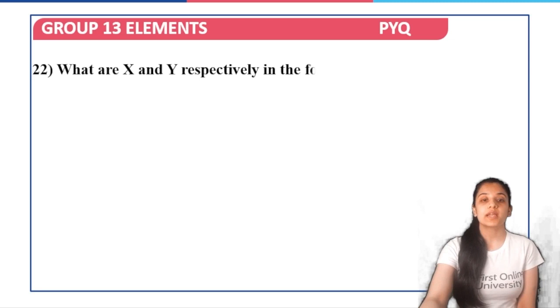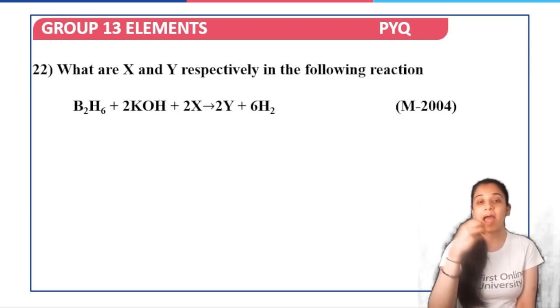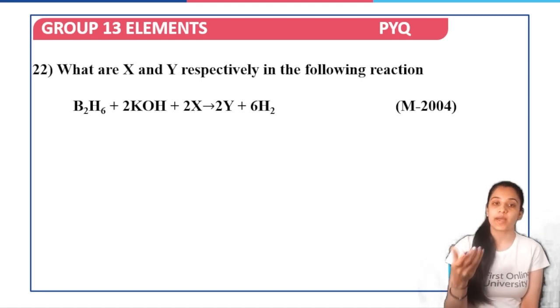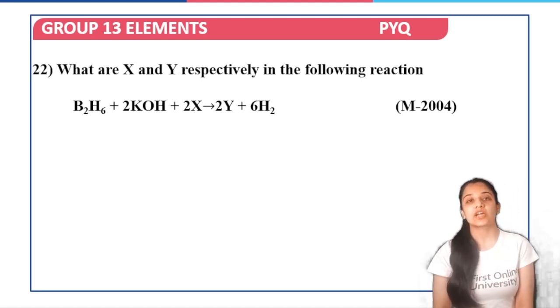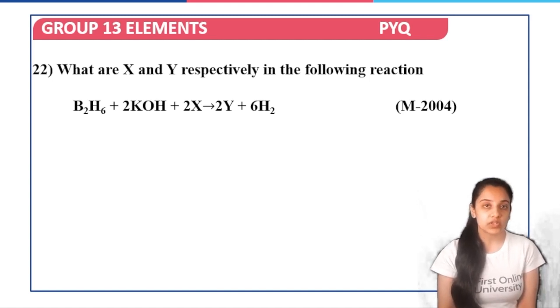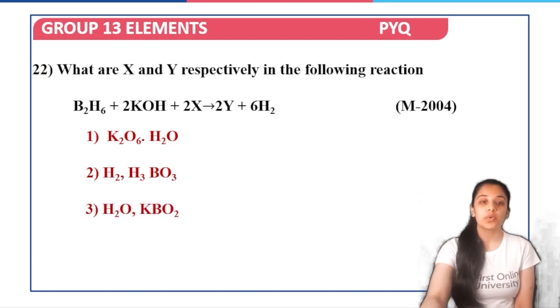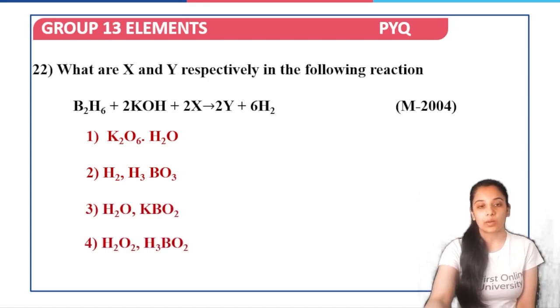Next question is, what are X and Y respectively in the following reaction? B2H6 with KOH and 2X is going to give me 2Y. Remember this is the reaction which we have covered for diborane. This was aqueous KOH that we were making use of. So X is going to be water here. What you have to tell is what Y is going to be now.